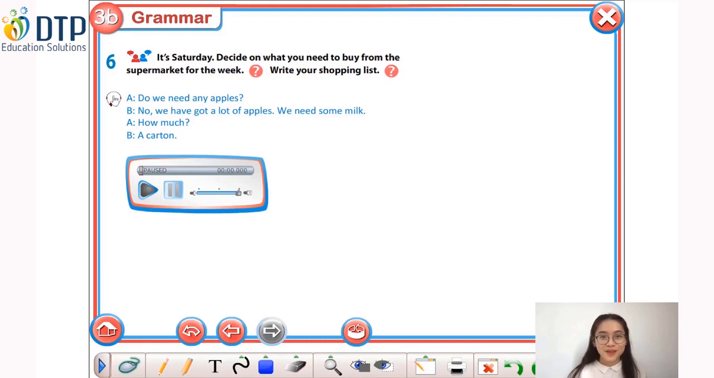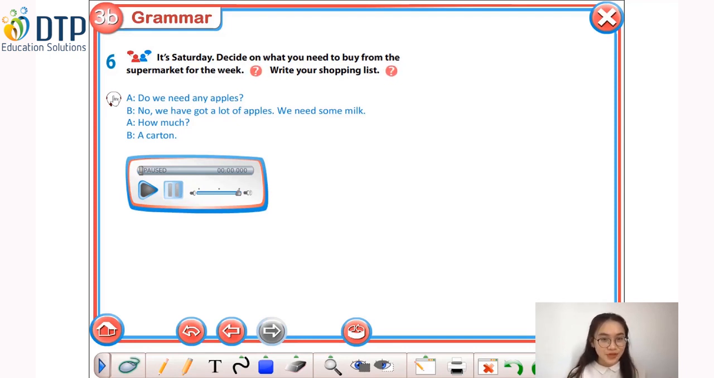Alright. So, do A and B need any apples? Yes or no? No, because they got a lot of apples already. So what do they have to buy from the supermarket? Yes, you're correct. They have to buy milk. And how much milk? Perfect. A carton of milk. Now, similarly, you can do this exercise at home with a partner.